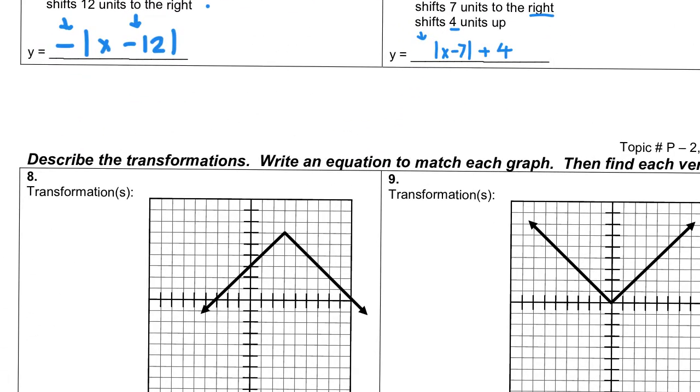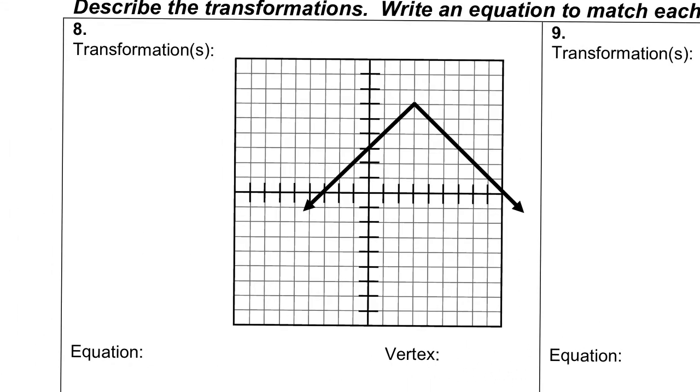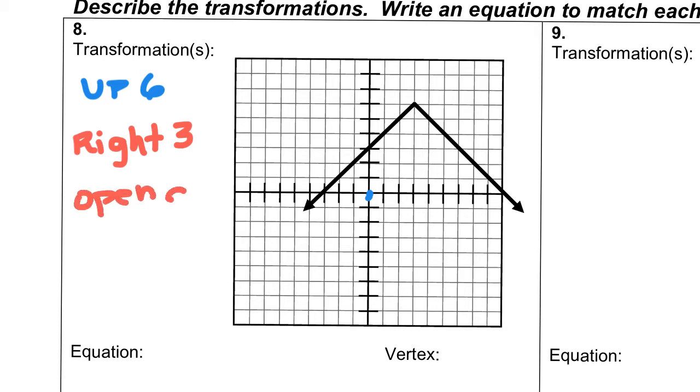Now we're ready to go the opposite way. Now we're going to describe the transformations and write an equation to match each graph. Then we'll find the vertex. So when we're thinking about these, think of the parent function first, which is oriented about the origin. Here's the origin. So one way that it shifted is that it shifted up. It shifted up 6. Now from the origin, did it shift right or left? From the origin, it also shifts right 3. And we see lastly that it will open down.